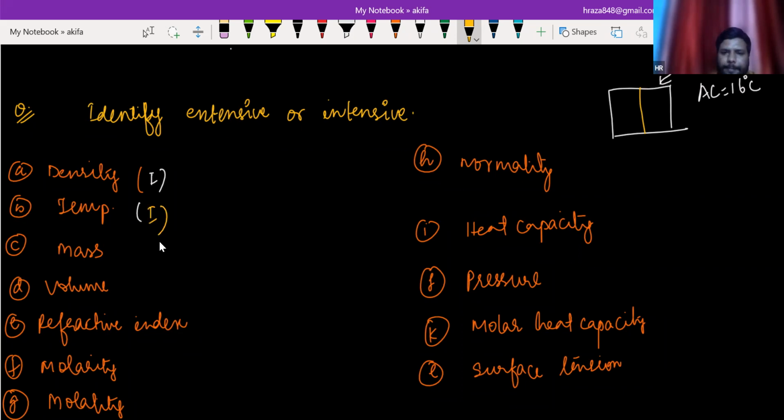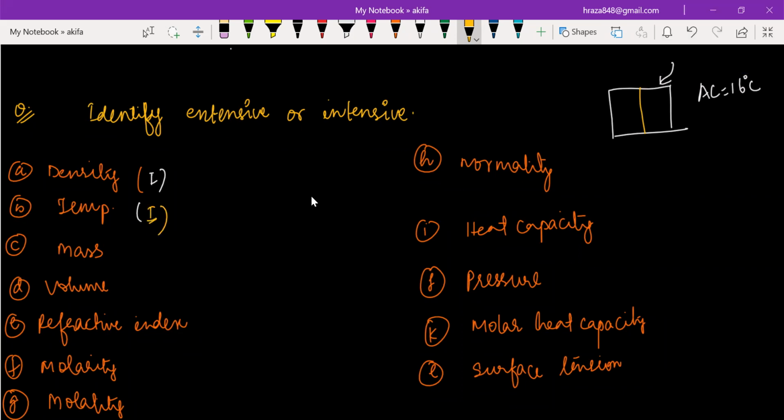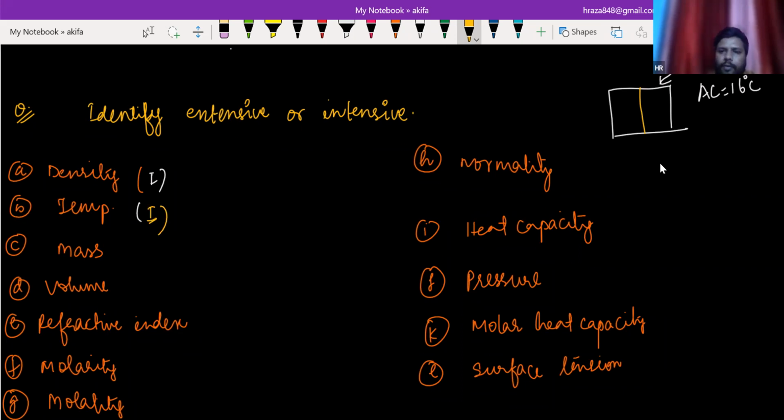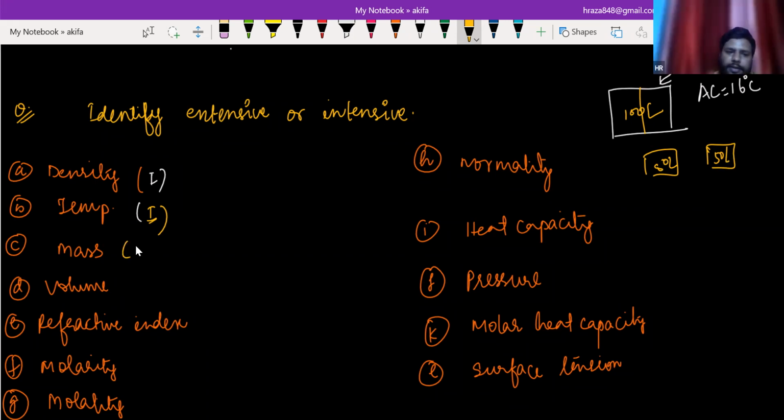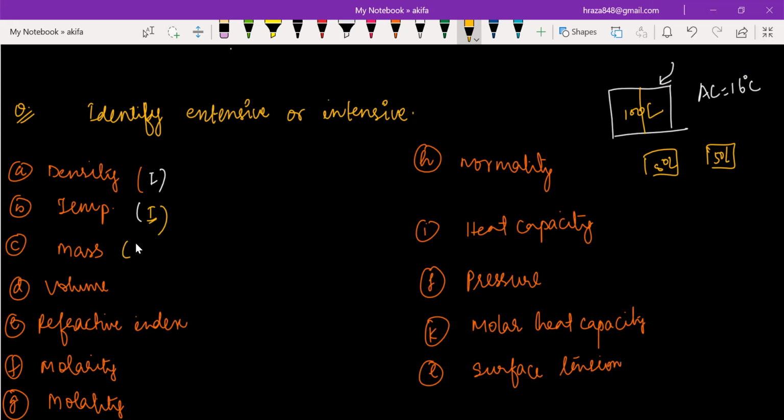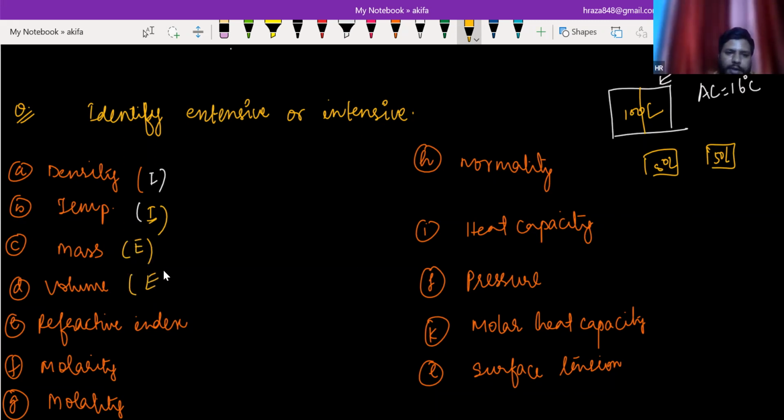Is that clear? Why is it intensive? Because it won't change suddenly. Like if you have a volume of 100 liter and you divide it, you get 50 liter and 50 liter. In the temperature case, if it is cooled to 16 degrees centigrade, it will take some time to change. Now is mass intensive or extensive? Extensive. And volume is extensive. What about refractive index?